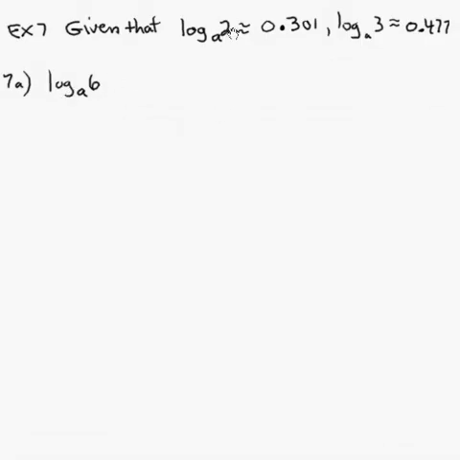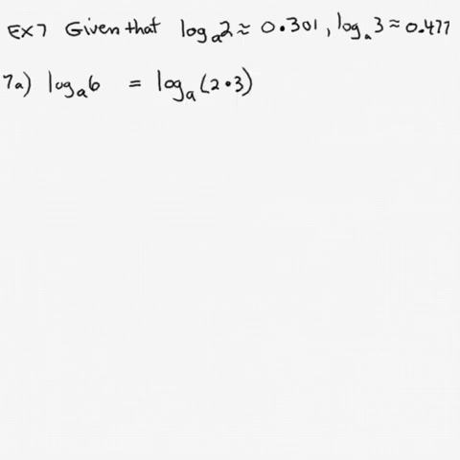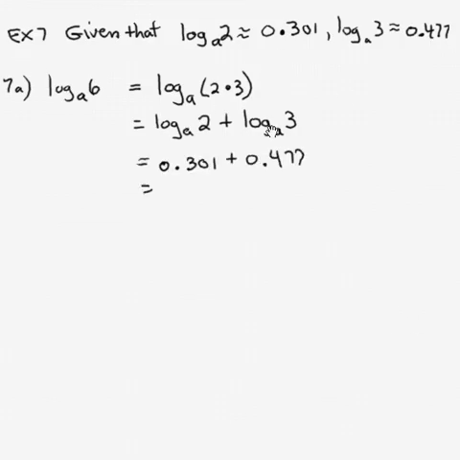Given the fact that the log of 2 is 0.301 and the log of 3 is 0.477, what's the log of 6? Well, don't forget we can write 6 as 2 times 3. And don't forget, if we have the log of a product, that's the same as the log of the first factor plus the log of the second factor, same base. And now we're going to substitute. We know the log of 2 is 0.301. We know the log of 3 is 0.477. Add those 2 decimals together, and the log of 6 to this mystery base is 0.778.